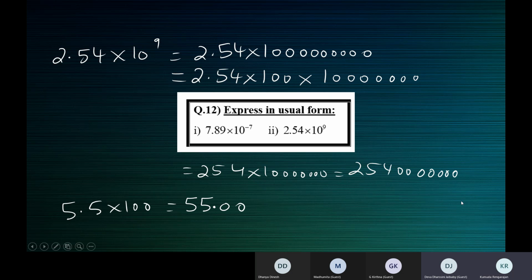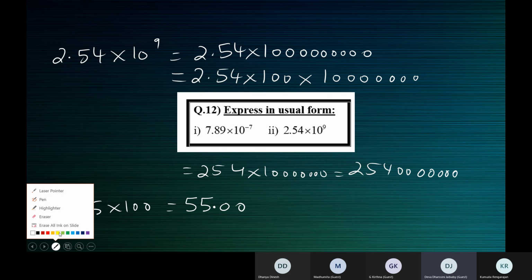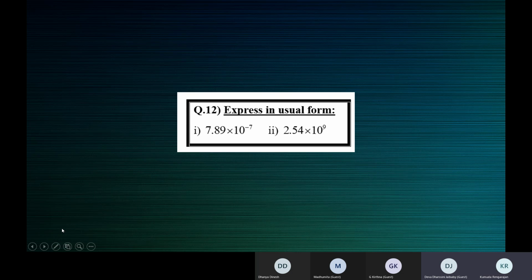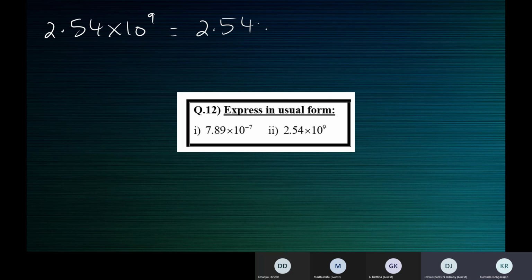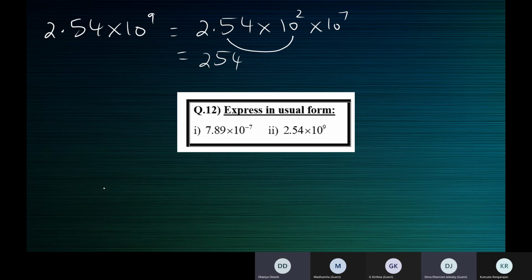I'll just show you again. Going from scientific to usual form is very simple. 2.54 into 10 to the power 9. There are two digits after the decimal point. You can write it as 10 to the power 2 into 10 to the power 7, correct? Yes. This into this is 254, correct? Yes, ma'am, into 10 to the power 7. So it will be 254 followed by 7 zeros.